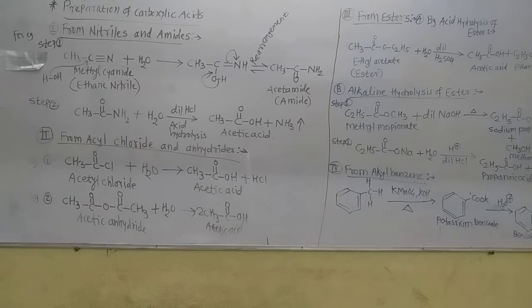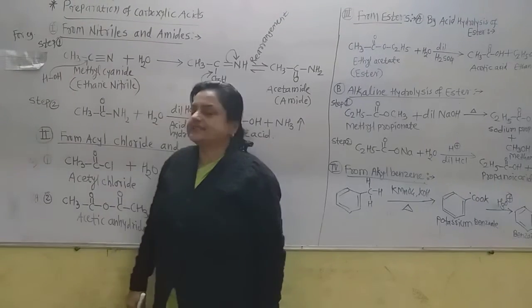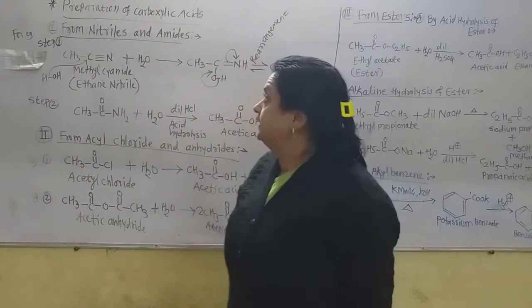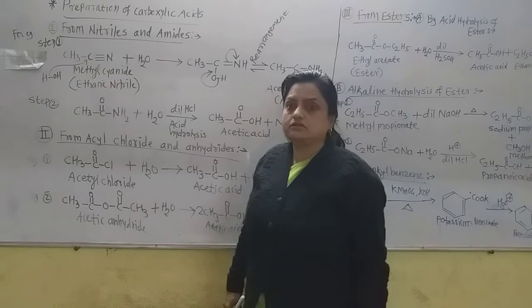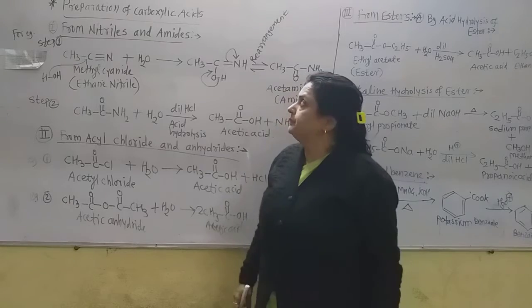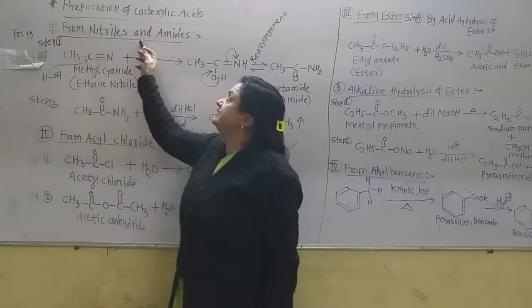Up to yesterday, we have seen preparation of aldehydes and ketones. Now today, we are going to study the preparation methods of carboxylic acids. Now, the first method of preparation of carboxylic acid is from nitriles and amides.